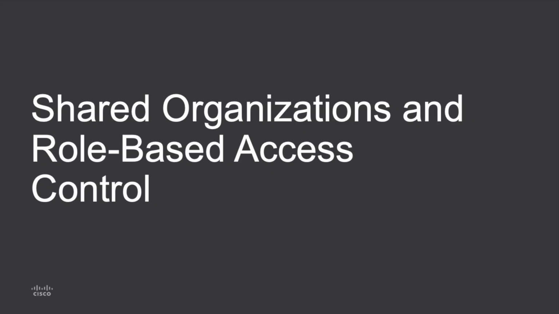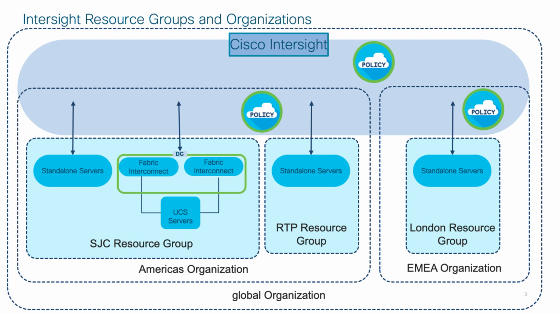So now I'll take a look at using that IDP and multiple domain name setup with shared organizations and role-based access control. So within this Intersight account, here's a quick overview of the resource groups and organizations in place. And so in the lower left, I have an Americas organization that's using an SJC and RTP resource groups. Those contain the physical resources. And then the Americas organization contains policies, profiles, and other configuration. On the lower right, I've got an EMEA organization with a London resource group, has its own policies.